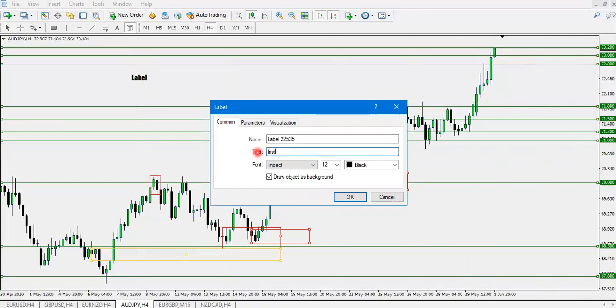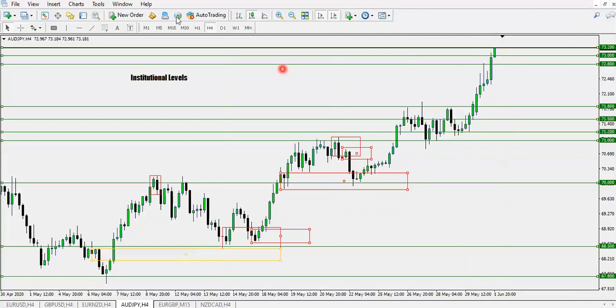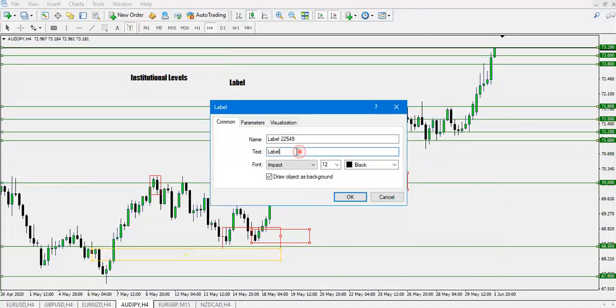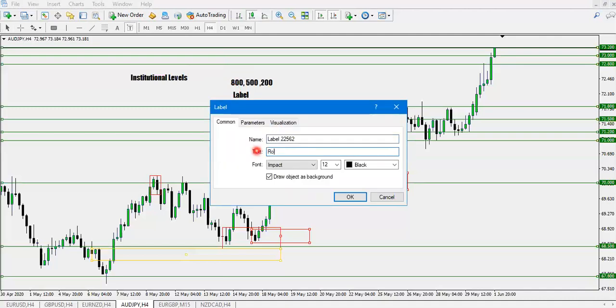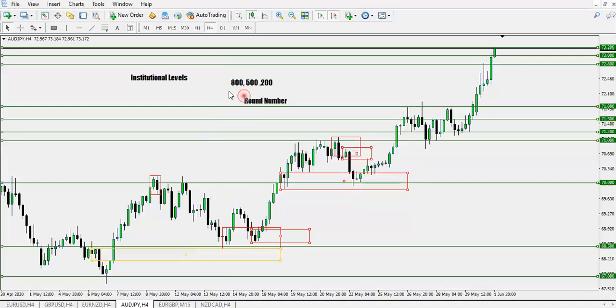So to recap, we have the institutional levels, and these institutional levels consist of the 800, the 500, and the 200. We also then have our round number, which is basically 71,000, 70,000, 73,000. Those are our round numbers.